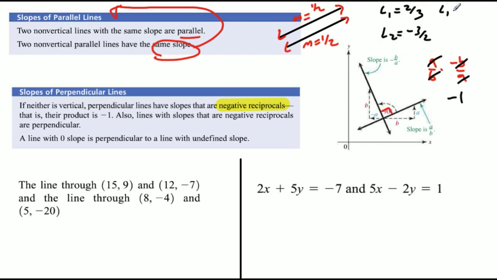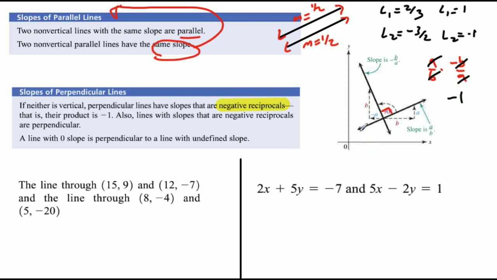Say if one of my slopes was 1, then the negative reciprocal, so 1 is 1 over 1, right? If I flip 1 over 1, I get 1, and then the opposite of that is negative 1. So these two are perpendicular. And if I multiply these, I get -1.